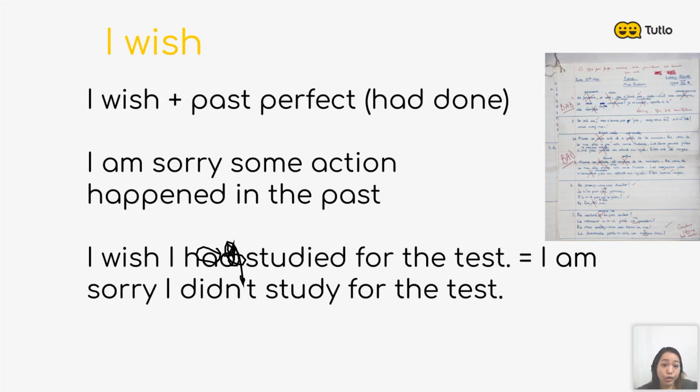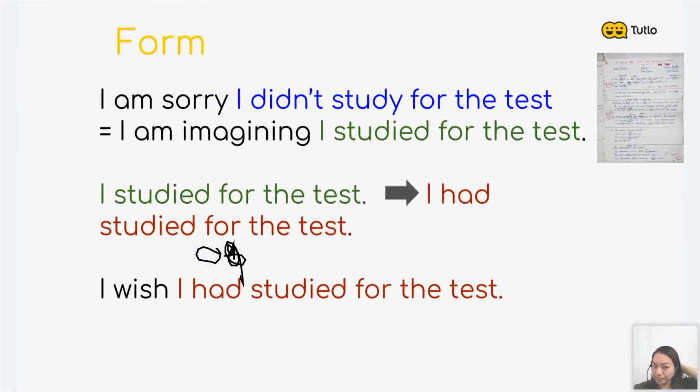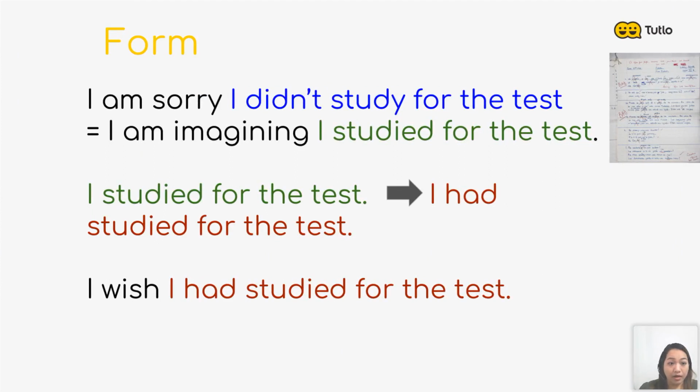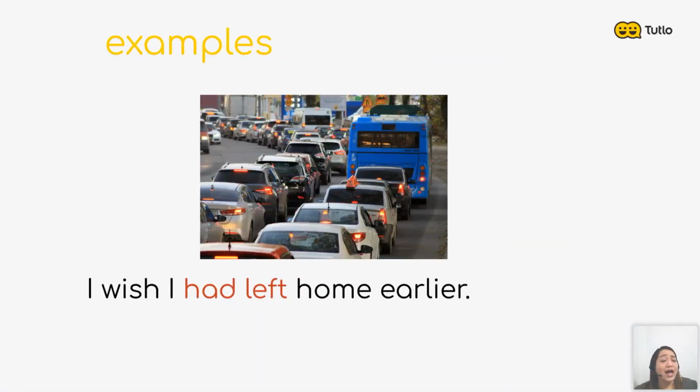Yeah, had done. Good. Let's have another example. I am sorry, I didn't study for the test. So you're imagining I studied for the test. Since we have that opposite situation, you just need to have the past perfect form. I had studied for the test, plus the I wish phrase: I wish I had studied for the test. Good. Another example. I wish I had left home earlier.